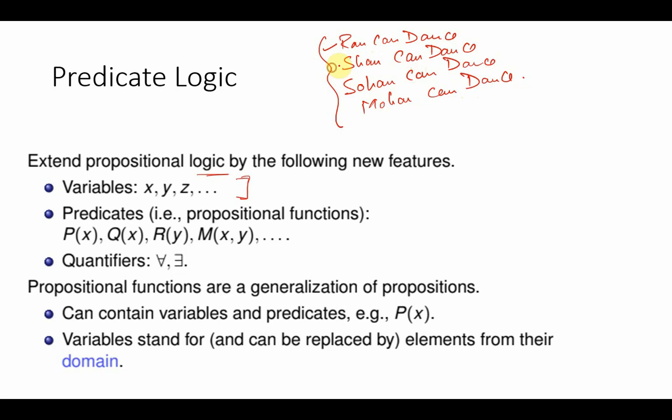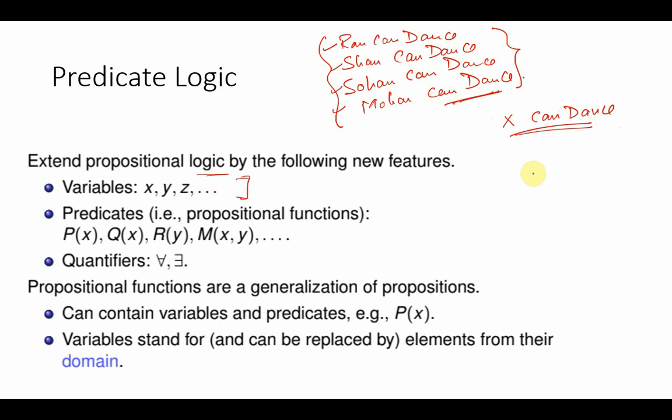This is one subject, another subject, another subject, another subject. If you see the predicate in all four statements, the property that I'm talking about is the same. So I can represent this entire thing by using a variable. Let us say X can dance. Now this is no longer a proposition.